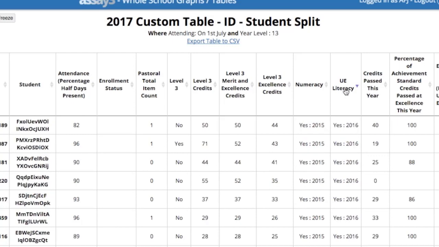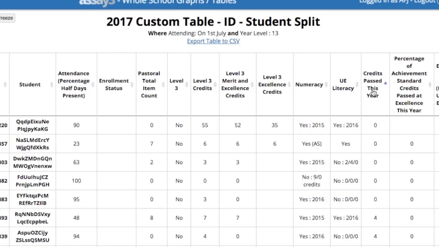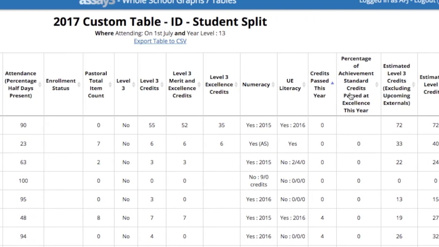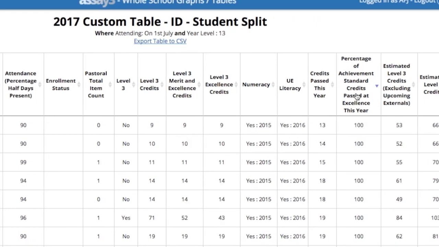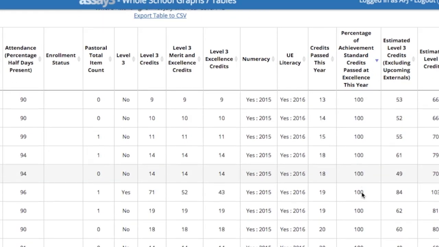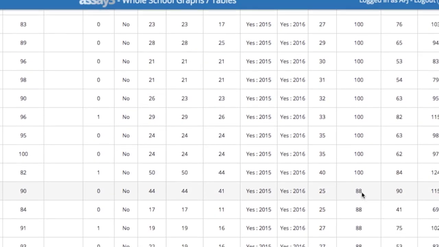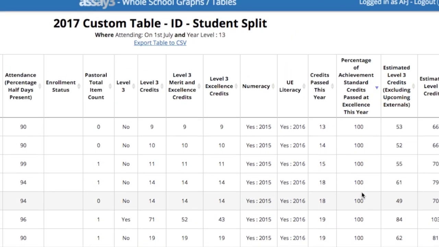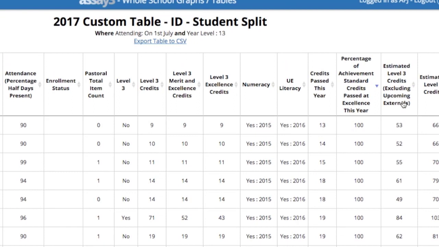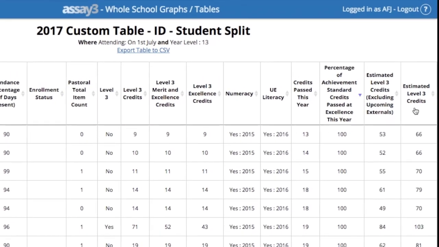We can also see the number of credits that students have passed this year, the percentage of achievement standard credits passed at excellence, which we use to work out our dux. We can see there's a lot of students there sitting on 100% currently. And the estimated level 3 credits for just internals and for internals and externals.